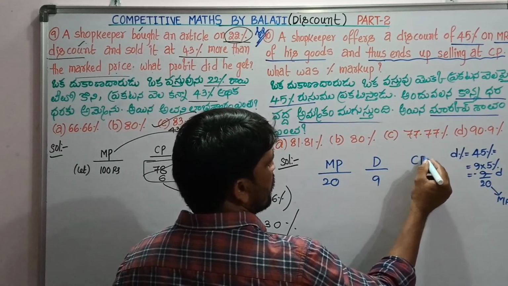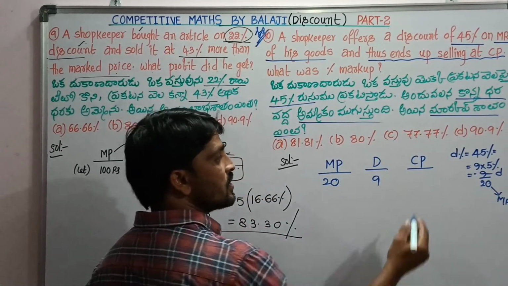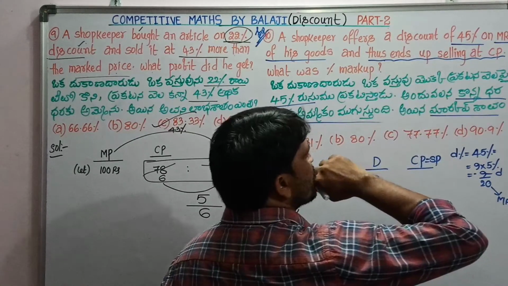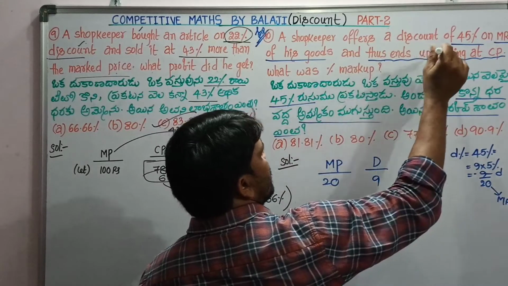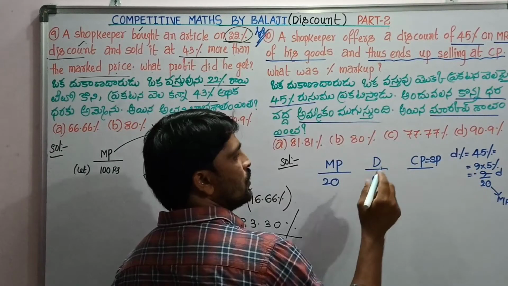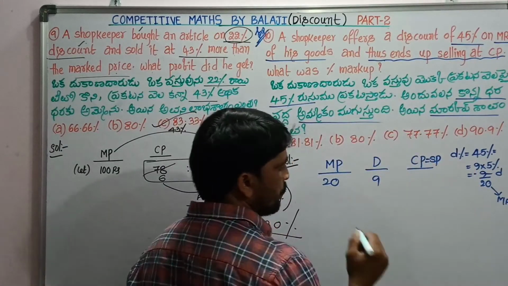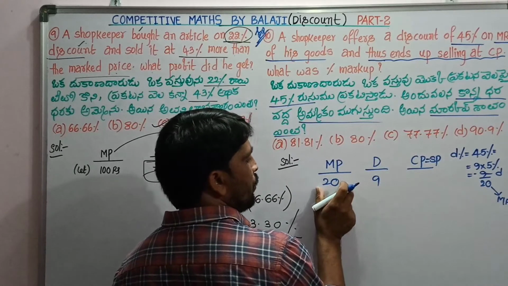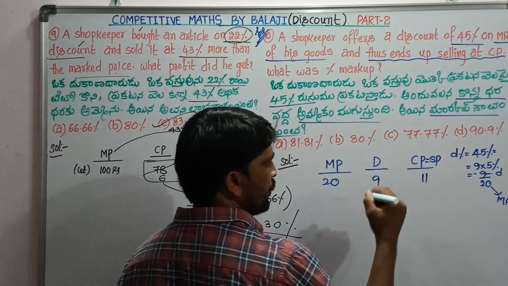Then what is cost price or selling price? Since when he allows 45% discount on MRP, the sale ends up at CP. So cost price is equal to what? Selling price. Yes, that is, cost price or selling price is market price minus discount, that is 11 units.